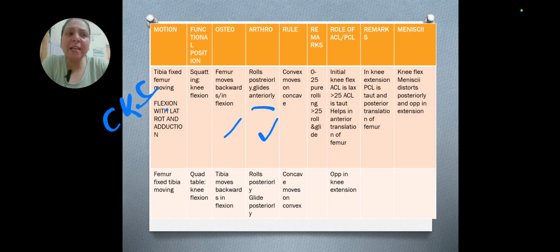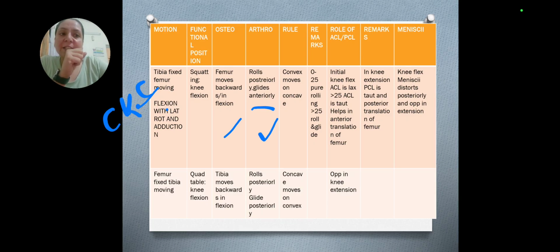Now what is the role of the ACL over here is that initially the ACL is totally relaxed. In initial knee flexion, the ACL is totally relaxed, whereas after 25 degrees of flexion of the knee, the ACL is taut, and it prevents the anterior translation of the tibia and the femur. It prevents that.